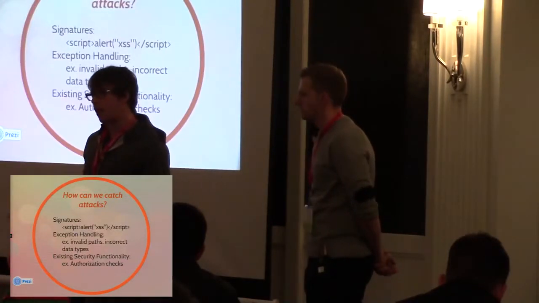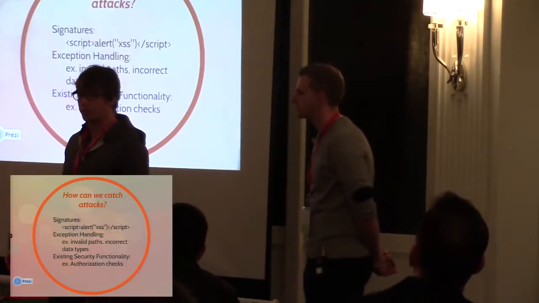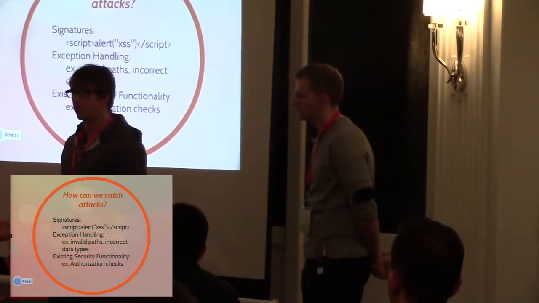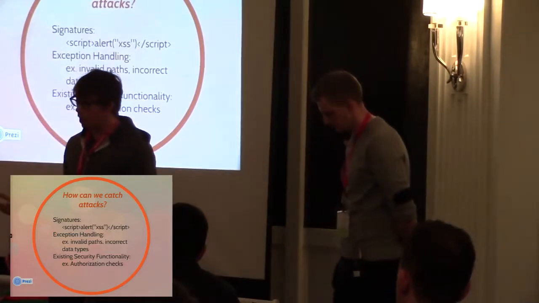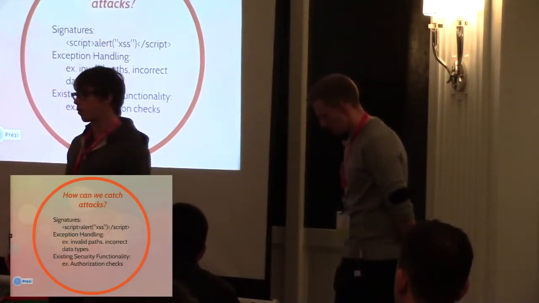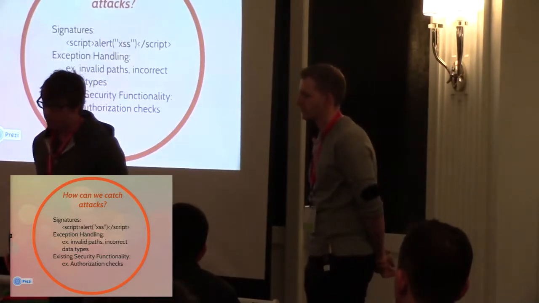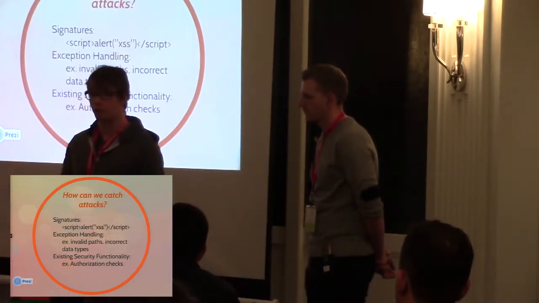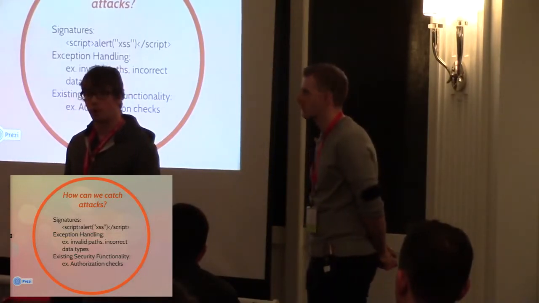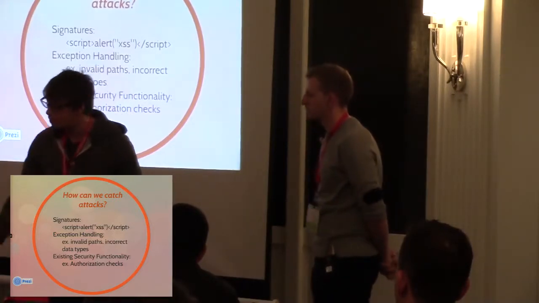And so how do we typically detect these attacks? We use things like signatures, right? We all know we can bypass signatures, but they're often in place. We use things like exception handling, like an invalid path or an incorrect data type. Hey, why is this all of a sudden a string? It should be an integer. We do things like existing security functionality checks, like we build an authorization. If somebody tries to access your account, maybe we have a check in our Rails code that says, no, you shouldn't be able to do that. It displays a warning message for the user.